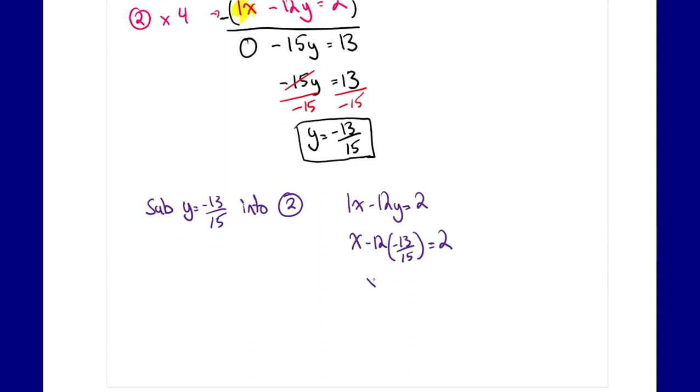Multiply our fractions, so I get x equals positive 52. No, not 52. I've reduced it already, so it becomes positive 52 over 5 equals 2. Move the 1 over to the other side. x equals 2 minus 52 over 5. We get x is equal to negative 42 over 5.